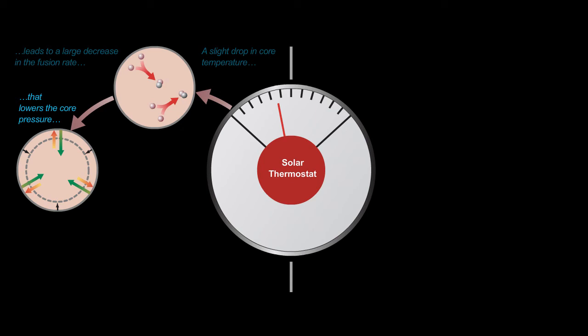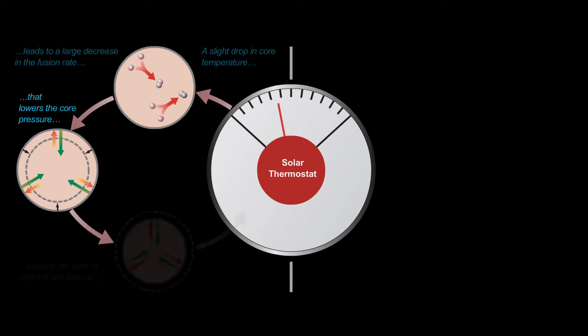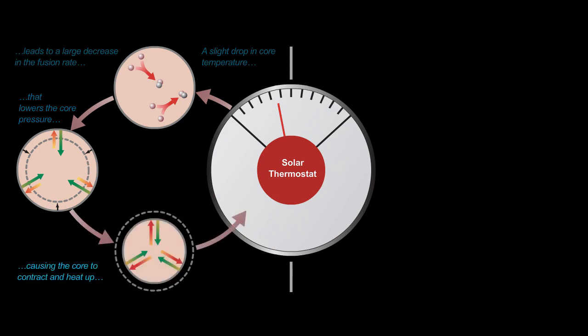The answer is A. The decrease in core pressure means that the inward pull of gravity will be temporarily stronger than the outward push of pressure, causing the core to contract and heat up until both gravitational equilibrium and energy balance are restored. A slight rise in the Sun's core temperature would cause an opposite sequence of events.